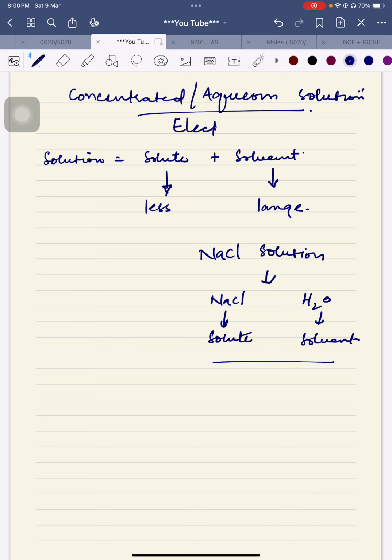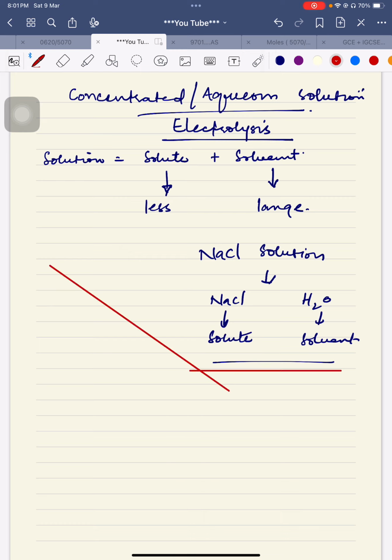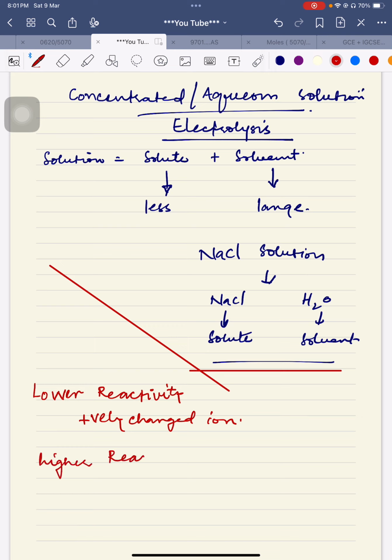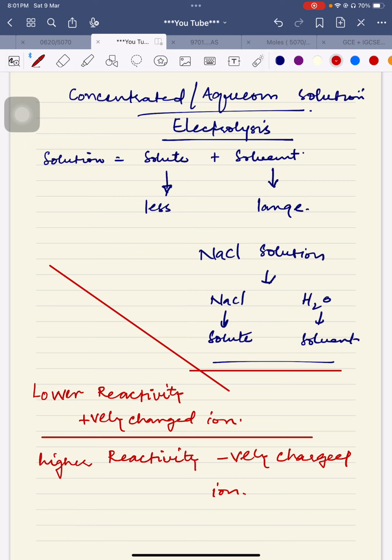Let me inform you very clearly about the rule for electrolysis. In this case it is basically the same, but there are certain changes which I am going to tell you. In the case of aqueous solutions, the lower reactivity positively charged ion, whereas the higher reactivity negatively charged ion, will get discharged. So this is the rule for electrolysis.